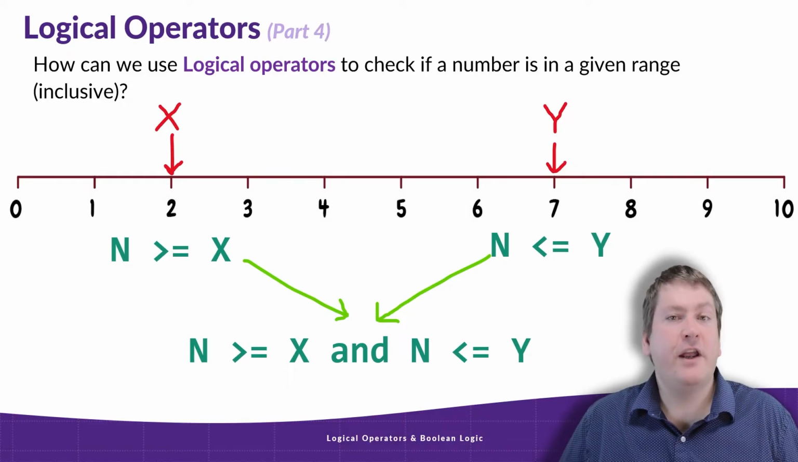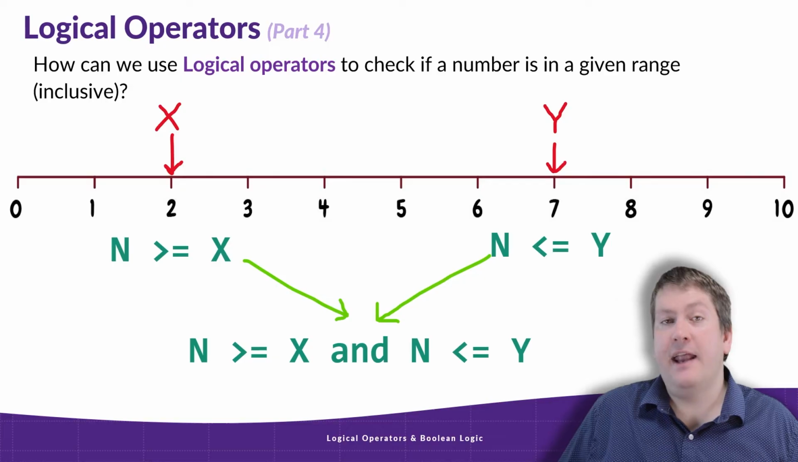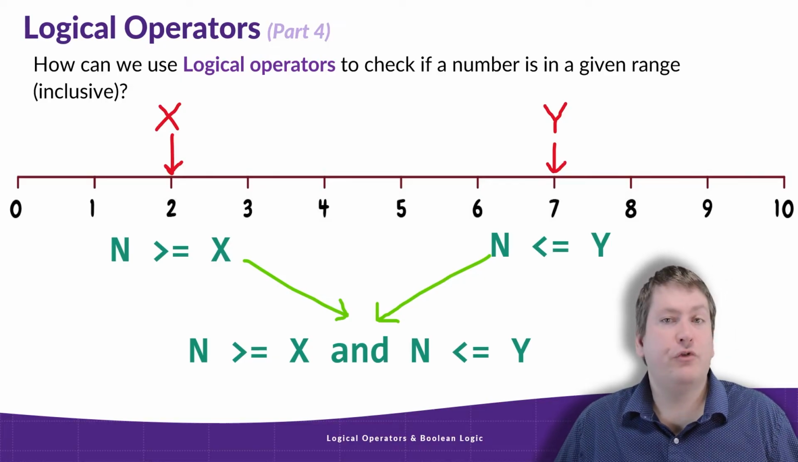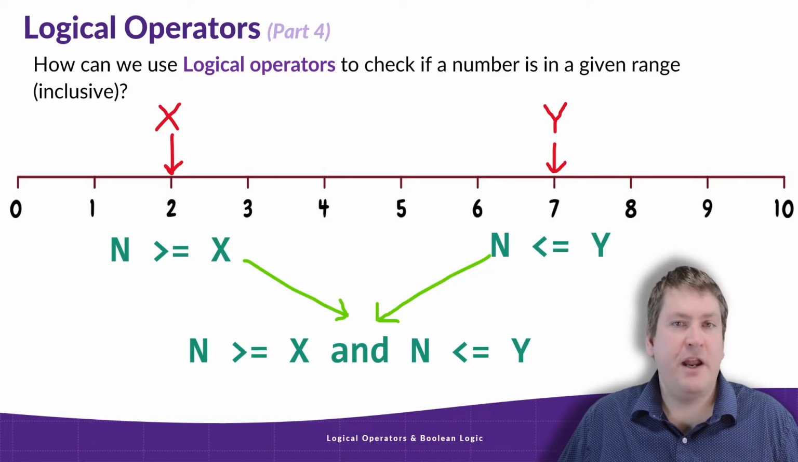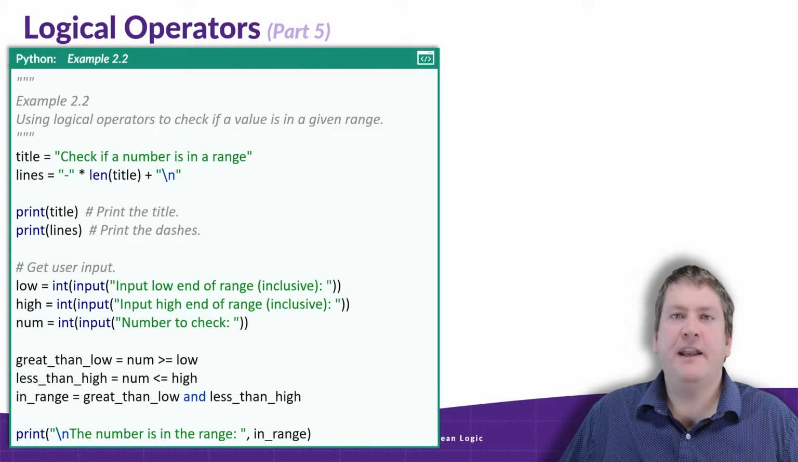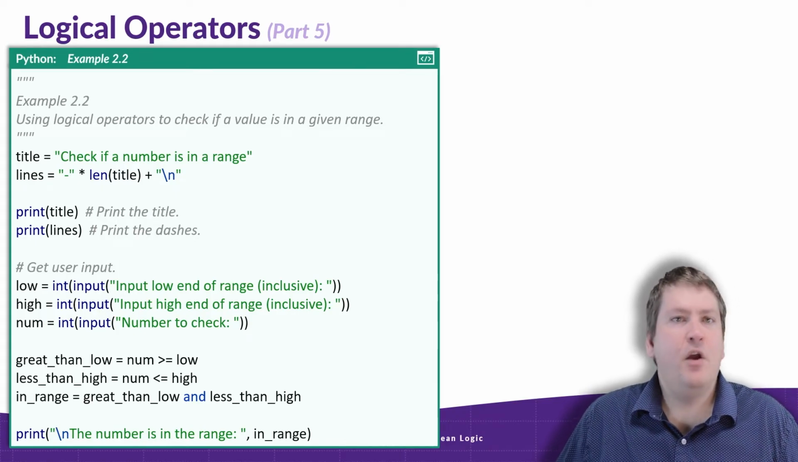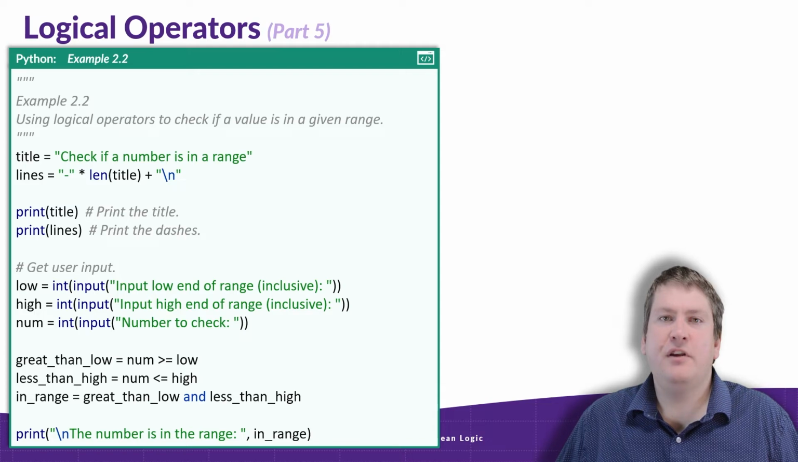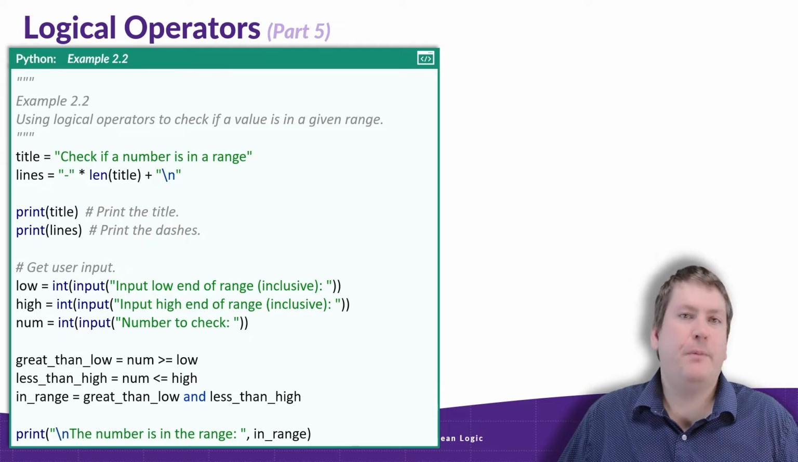If both n is greater than or equal to x, and n is less than or equal to y are true, we know that n is in the range, and this statement will return true. Otherwise, it's going to return false. So we have an implementation of this in Python with some extra code to ask the user for the number. Let's switch over to PyCharm again and take a look.